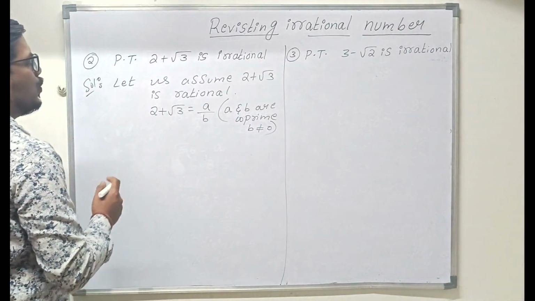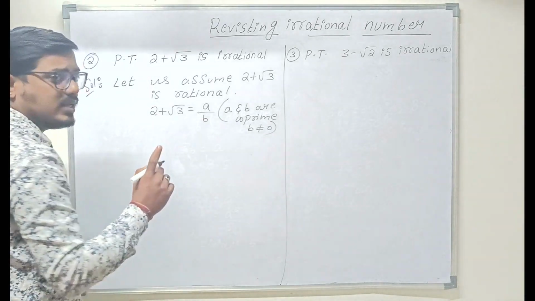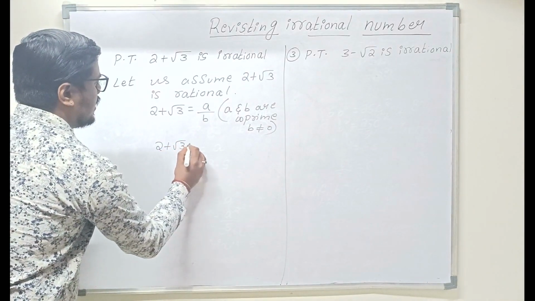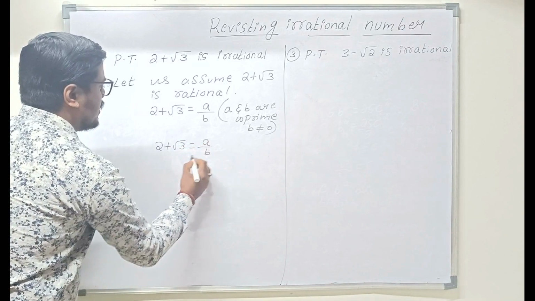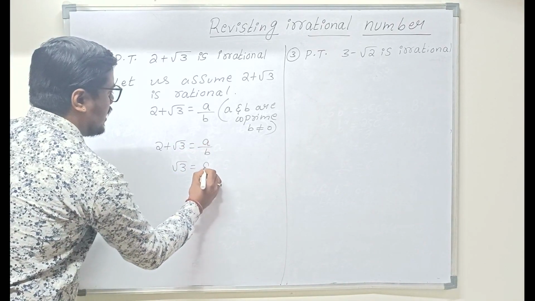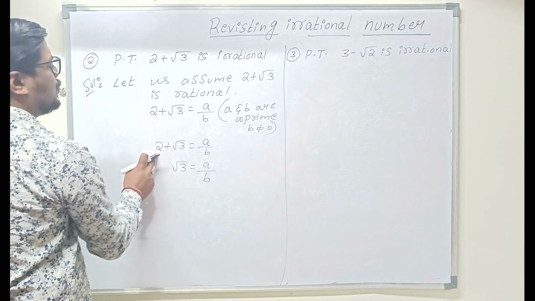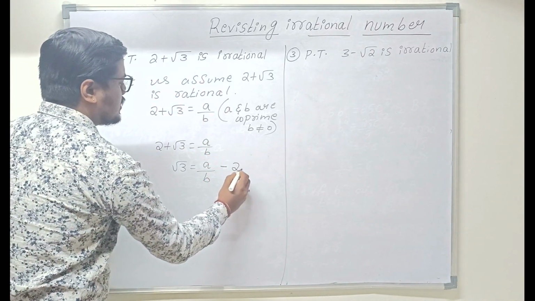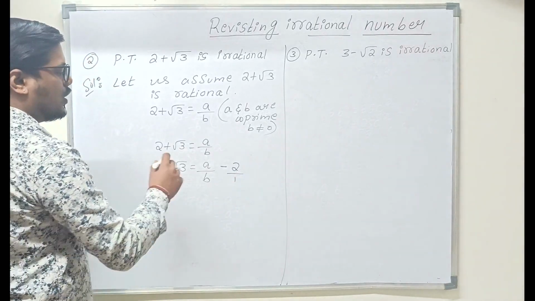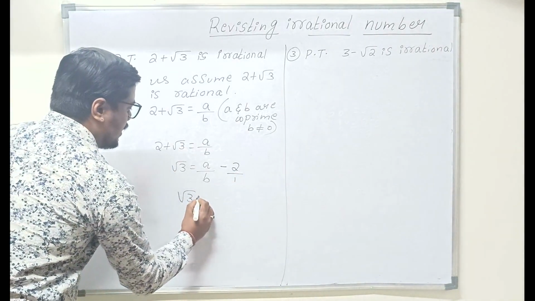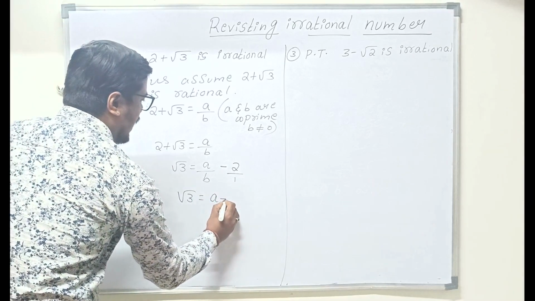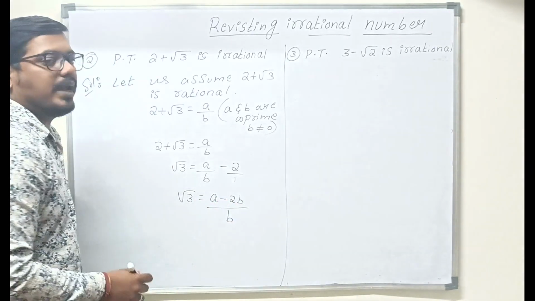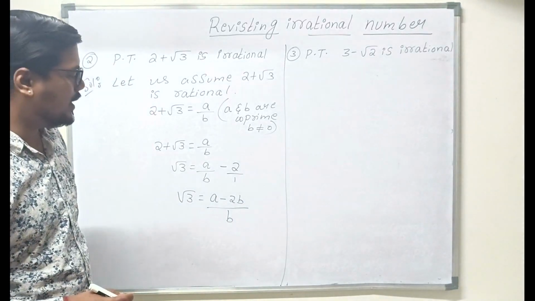The second step, what you have to do here, listen carefully. 2 plus root 3 equals a by b. Now root 3 equals a by b, transposing plus 2 towards the right hand side. It changes the sign to minus 2. Now cross multiply. Root 3 equals a minus 2b by b.